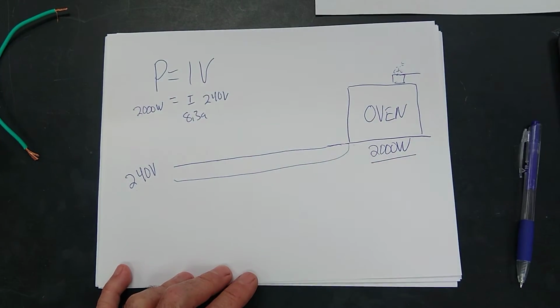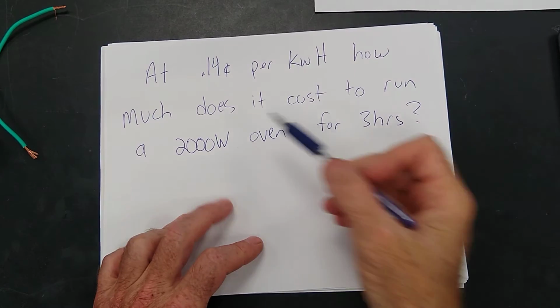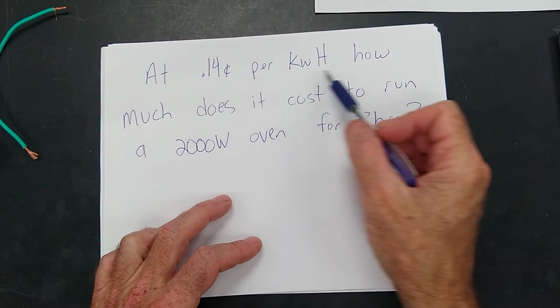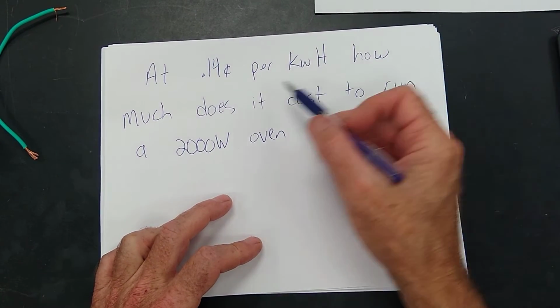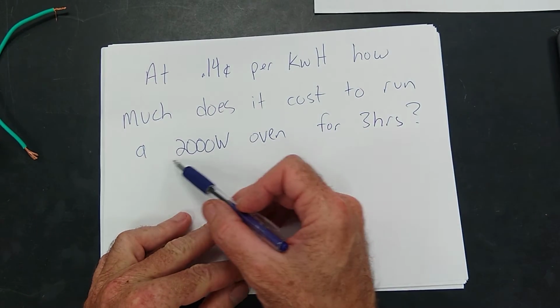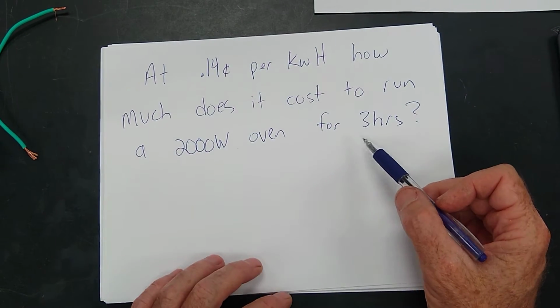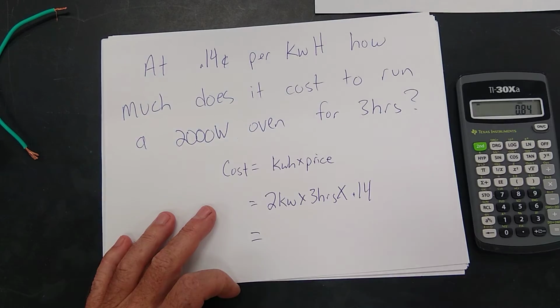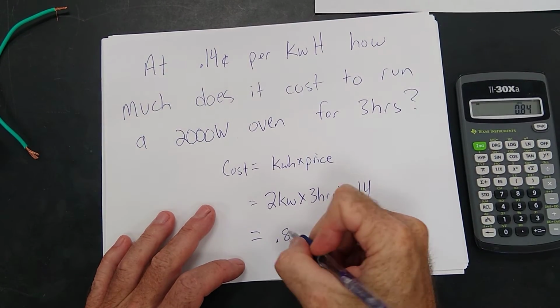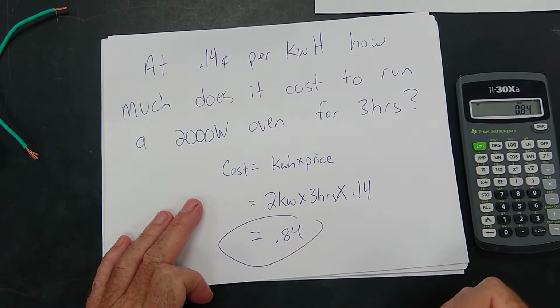All right, next question. It's Thanksgiving. Where you live, it's 14 cents per kilowatt hour. How much does it cost to run a 2,000 watt oven for 3 hours? Go. It costs you 84 cents to cook that turkey.